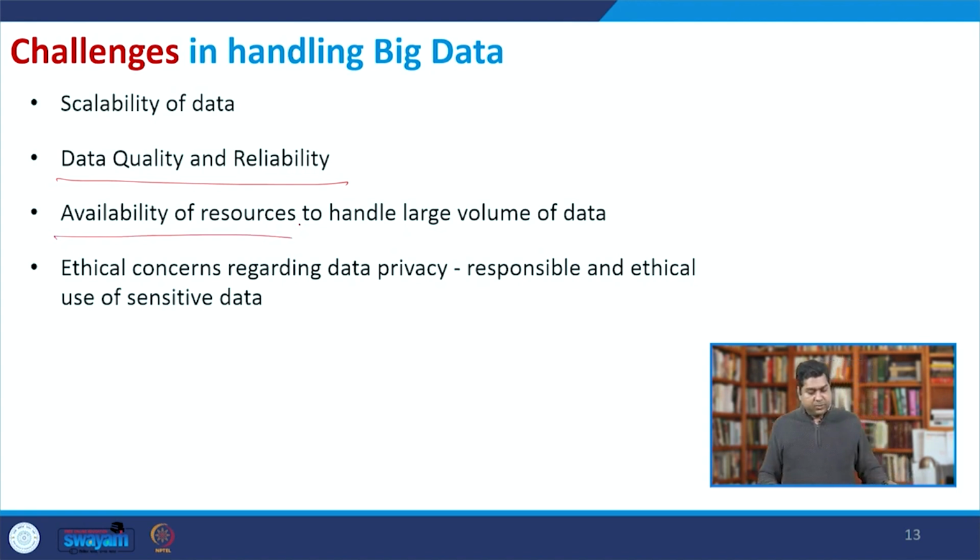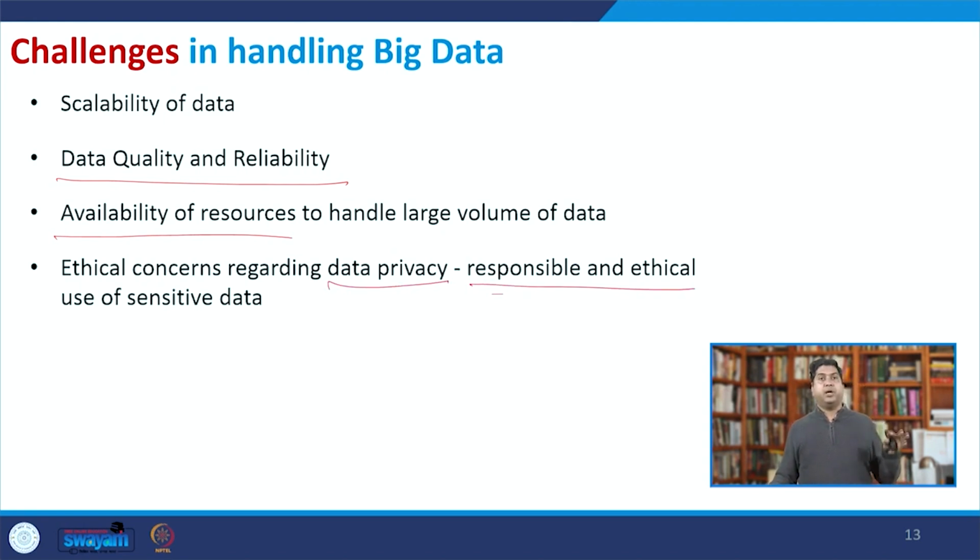Availability of resources to handle large volumes of data, so definitely for that you need again a high computational system, and also it will take time, and you need to understand how to deal with those millions of pieces of information, how to remove the noise out of that, what kind of information you can actually extract and use. Next, obviously the ethical concern regarding data privacy, and then responsible and ethical use of sensitive data.